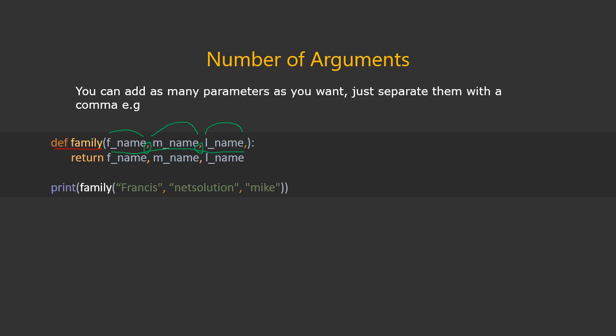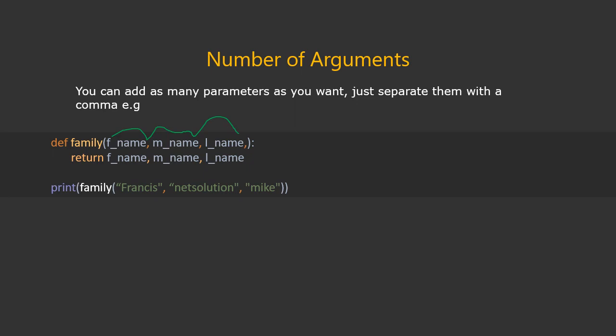This comma here is not needed, but you can just leave it. It can only be needed when you are adding more of it, maybe more of the items. That's when you need that comma. All right, so here we have created this function called family, and we assigned three different parameters to it.